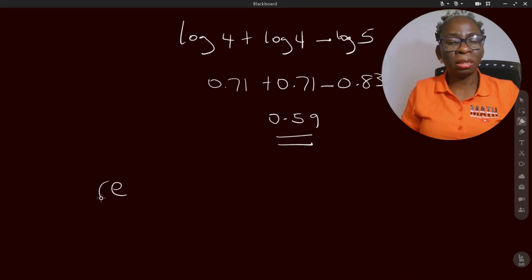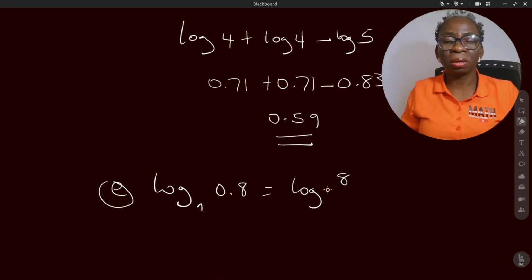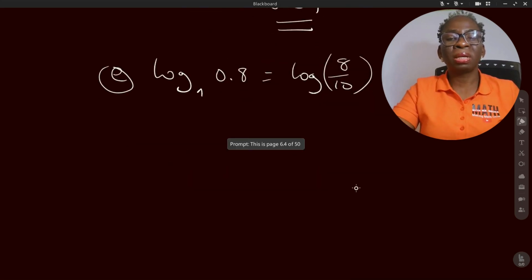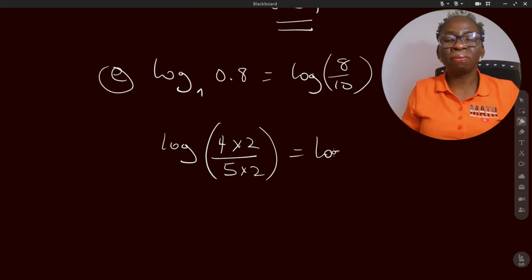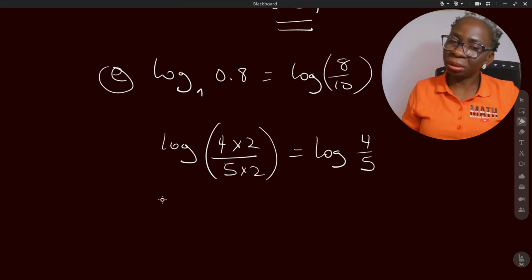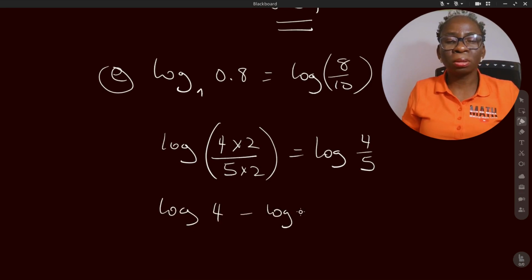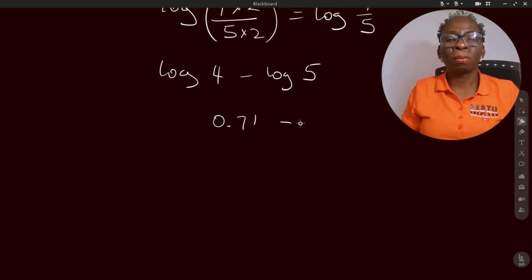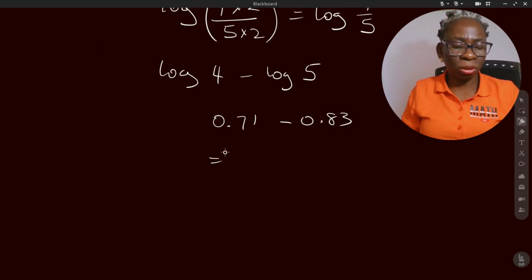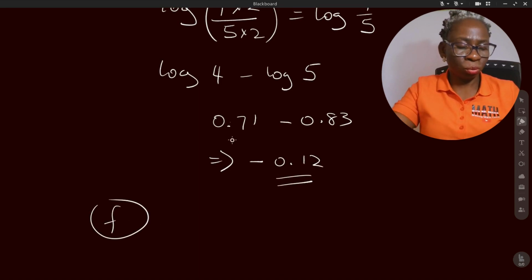Now the next one, E, says log 0.8 base A, and we'll solve it the way we solved the other one. That will be 8 over 10, log 8 over 10. Now let's simplify. This is the same thing as log of 4 times 2 over 5 times 2, and this will give log 4 over 5, which is the same thing as log 4 minus log 5. So we put the values now, 0.71 minus 0.83, and this will give negative 0.12.